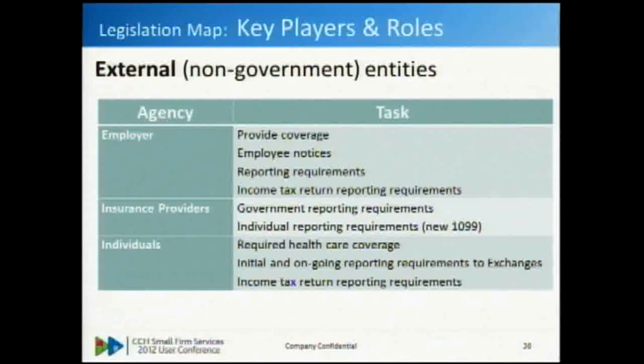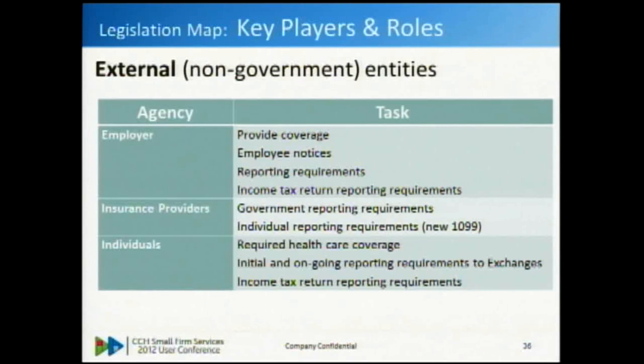Okay, our external, all private industries, employers, they have the minimum coverage requirement that some are going to be subject to. They need to be aware of those issues. Employee notices related around the health care benefits that they provide. They're going to have reporting requirements on if they provide insurance and whether they don't provide insurance that they're going to have to do, as well as their own income tax reporting requirements.